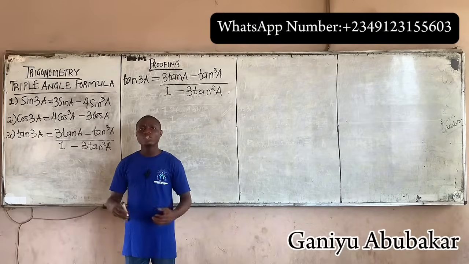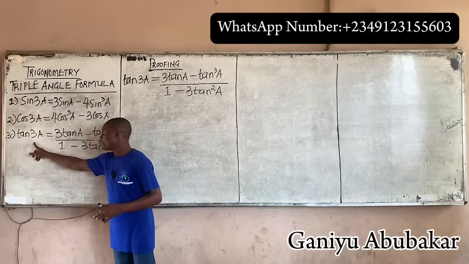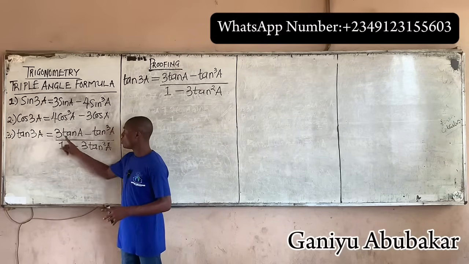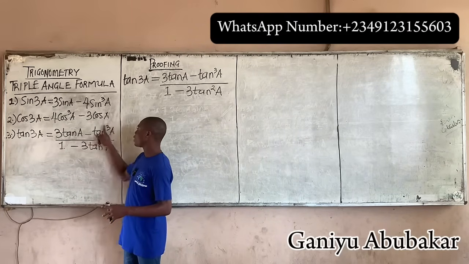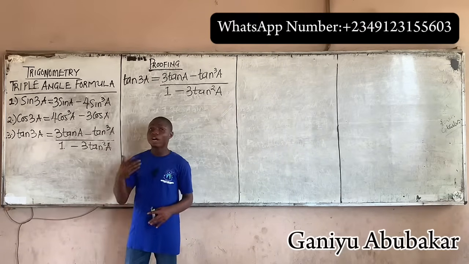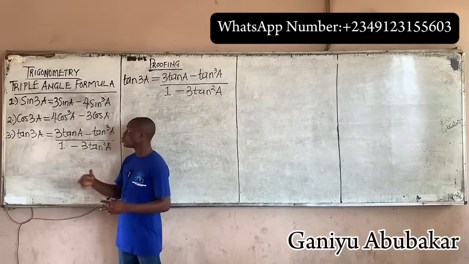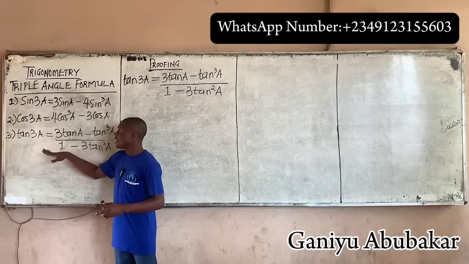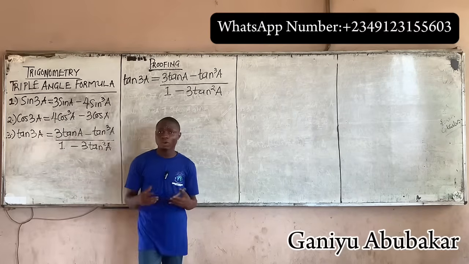Hello, let's look at how to prove that tan cube A is equal to 3 tan A minus tan cube A all over 1 minus 3 tan squared A. I've done a tutorial video on how to prove the other two. Let's look at how to prove this last one and we're off.